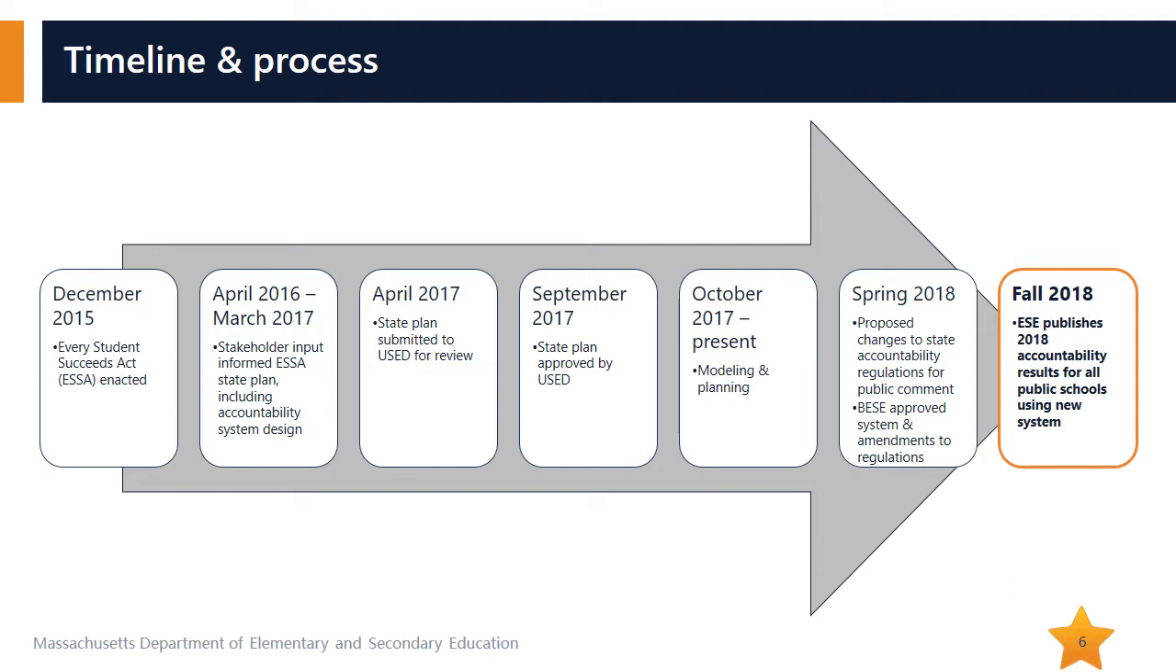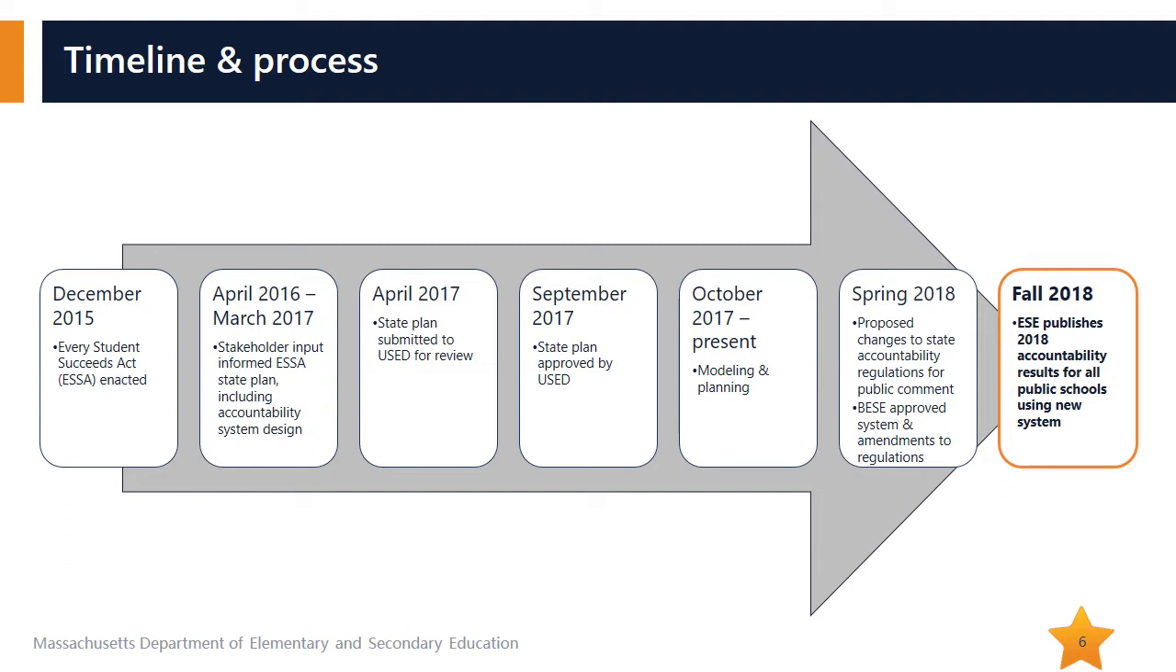After about a year of listening to feedback, the department submitted Massachusetts' ESSA state plan to the U.S. Department of Education for approval. In September of 2017, the plan was approved. Since then, we have been modeling the accountability system using the most recent data available and refining the business rules that are required in order to calculate accountability results.